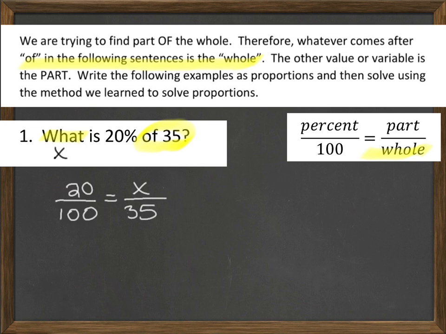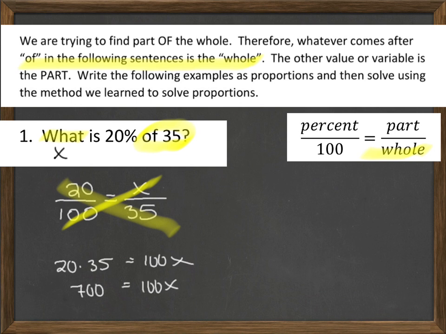So now that I've set it up as a proportion, I can go ahead and cross multiply and solve. Remember, cross multiplying is going to look like this. So we have 20 times 35 is equal to 100x. And when we do that, we get 700 is equal to 100x. And then, of course, we just divide both sides by 100. So we find that x is equal to 7. So that would be our final answer.